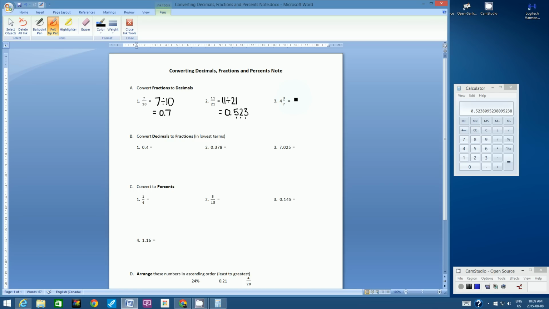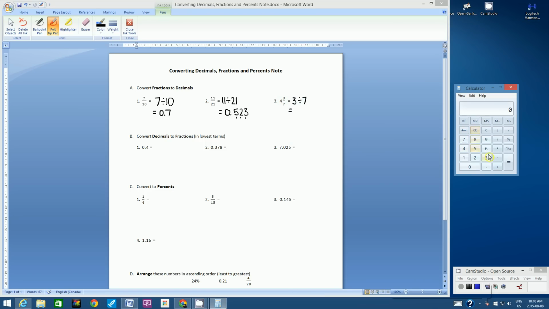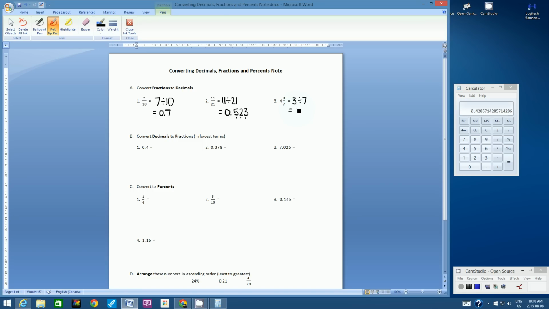So if we concentrate on the fraction, we do what we normally do, numerator divided by denominator, 3 divided by 7. If I go over here to my calculator, 3 divided by 7 equals, and I get another messy decimal answer. So let's use the rule, 3 decimal places. So we have 0 in the ones column as a placeholder, .428. Okay, now before you think we're done, there's still one more step.